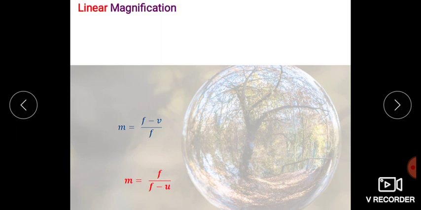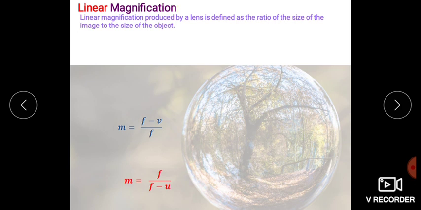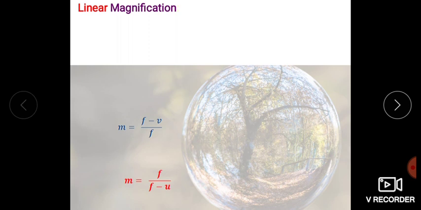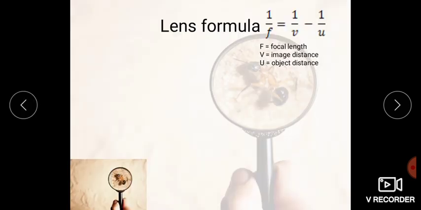Now the next step, we are going for the linear magnification. What is linear magnification? Why are we using it? In the previous slide we have seen a small ant observed by using a magnifying glass. A magnifying glass is nothing but a biconvex lens, equiconvex lens, which magnifies the image of the object. So that is the purpose.